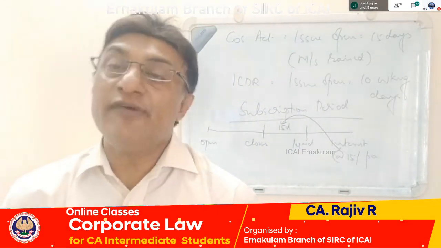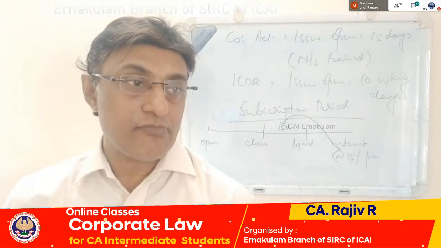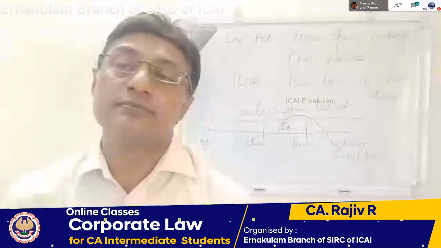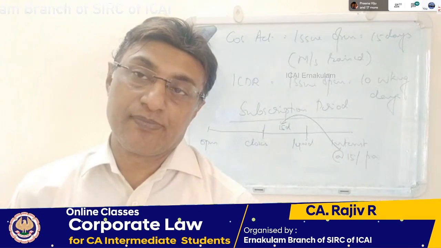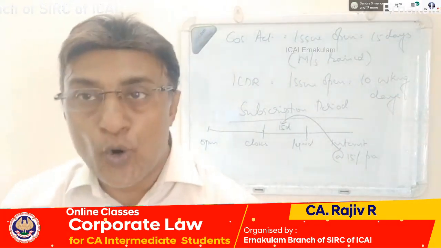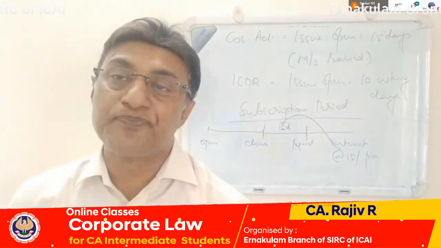Okay, so we have learned a lot of things. What is minimum subscription? How do you quantify it? Higher of the two, lower of the two. Companies Act, ICDR. And what happens if you don't receive it? Now we have 2-3 other loopholes which are applicable in this provision for minimum subscription.